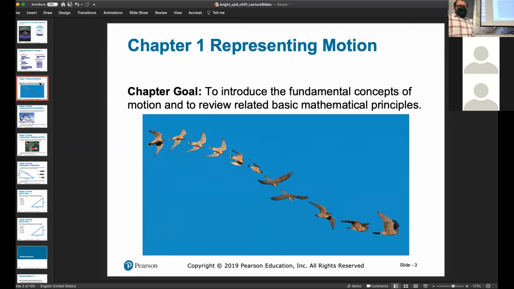All right. So our goal in this chapter is to introduce the fundamental concepts of motion and to review the basic mathematical problems.